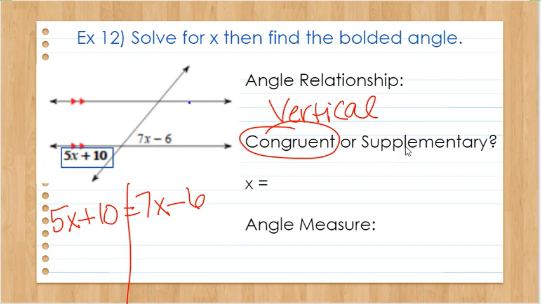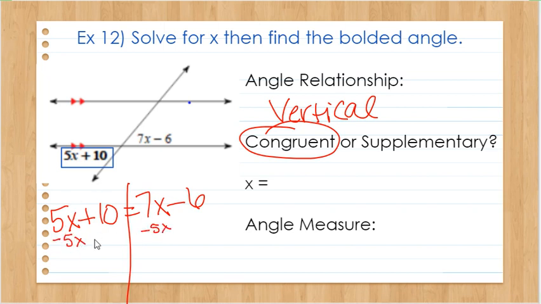So it's important to know the relationship and which one it is, because if they're supplementary, you're going to add them together and equal 180 like we did the previous two problems. And if they're congruent, then you're setting them equal to one another. All right, so we have variables on both sides, so we always want to start by moving the smaller.